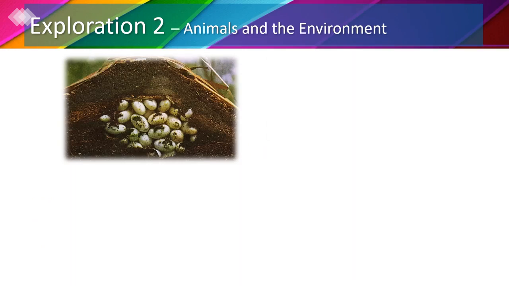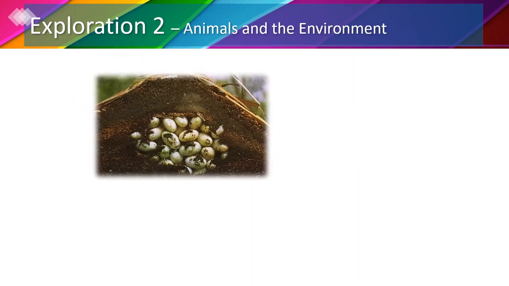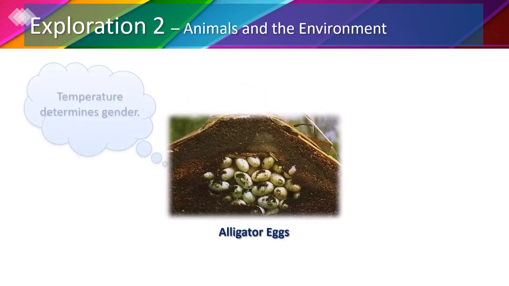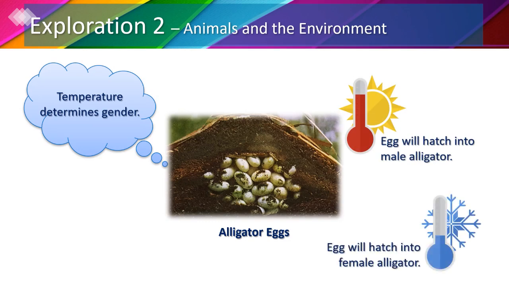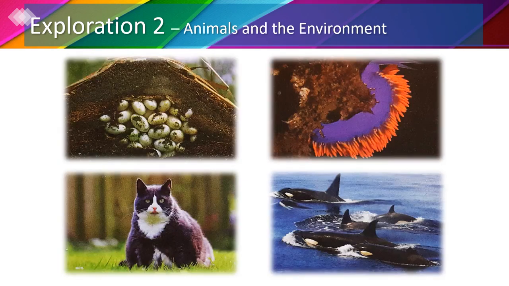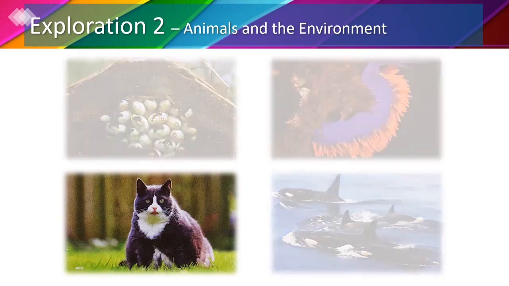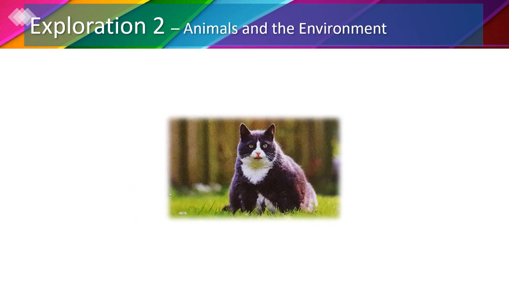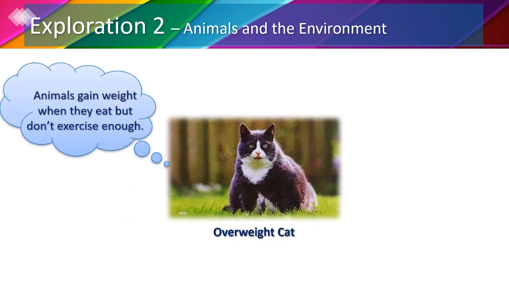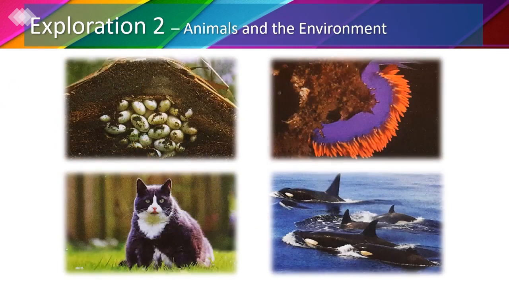In the first picture, we can see some alligator eggs. Temperature determines gender, which means that if the weather is warm, the egg will hatch into a male alligator. If the weather is colder, on the other hand, the egg will hatch into a female alligator. Interesting, huh? In the second picture, we can see a cat that appears to be a little bit overweight. Many animals may gain weight because they eat but don't exercise enough. It happens to us humans too.